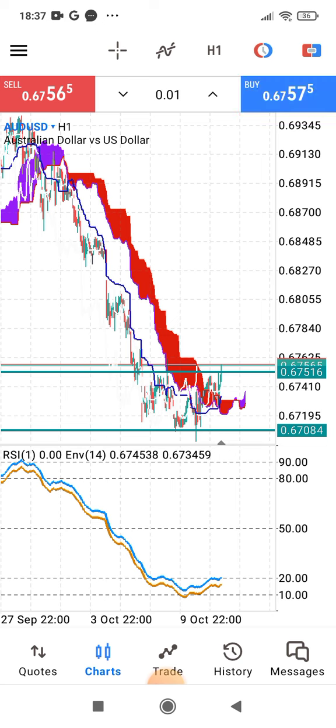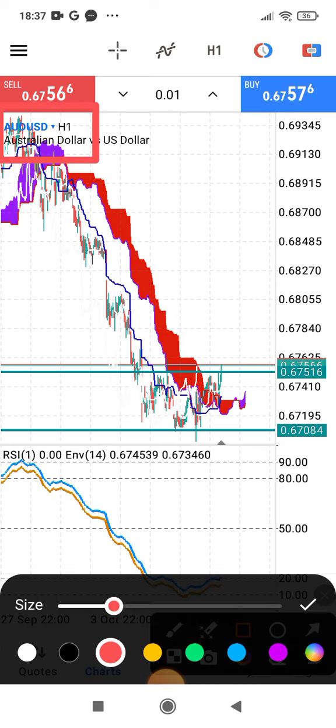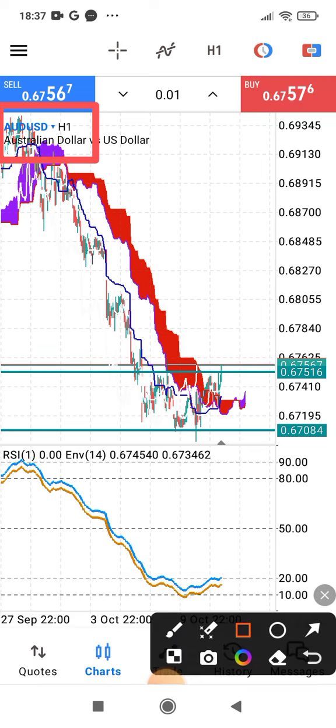So today we are trading AUD USD, which you can check at this angle. Let me change that color. Yeah, let me use that one. So you can check, we are on a 1 hour chart.